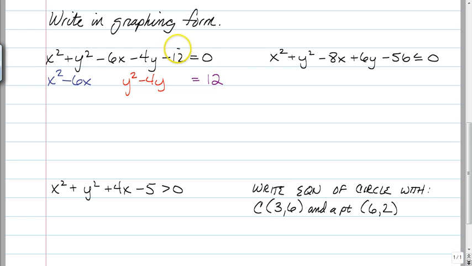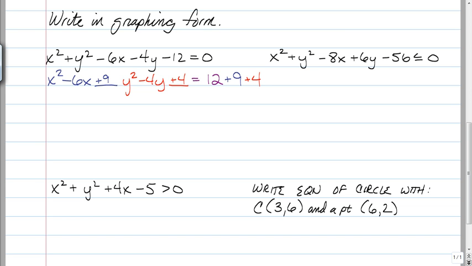We still need to move our constant over to the right side. Okay? So now we are going to complete the square with not only the x, but also the y. So half of 6 is 3, squared is 9. So we add a 9 to both sides. And then half of 4 is 2, squared is 4. So we're going to add a 4 to both sides.